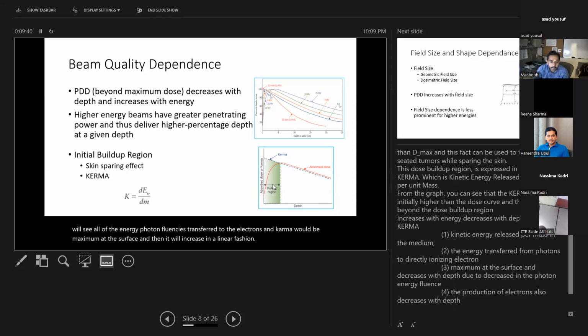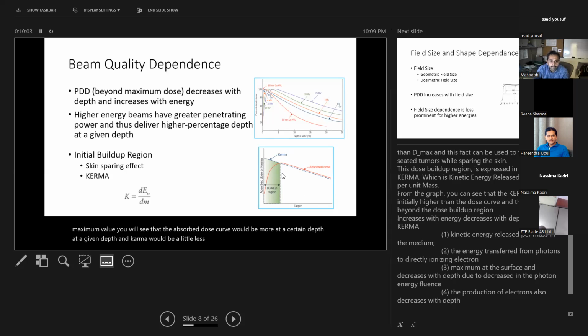Then it will decrease in a linear fashion. At the same time, because at the surface very little energy has been transferred, the dose would be minimum until it increases to the maximum value. After the maximum value, you will see that the absorbed dose curve would be higher at a given depth, and KERMA would be a little less.